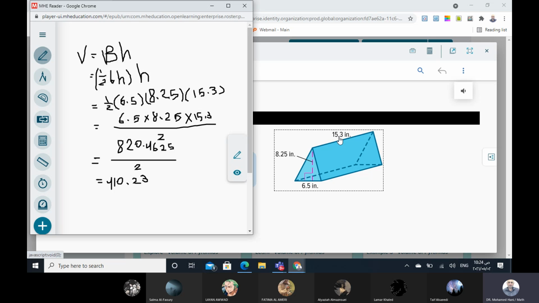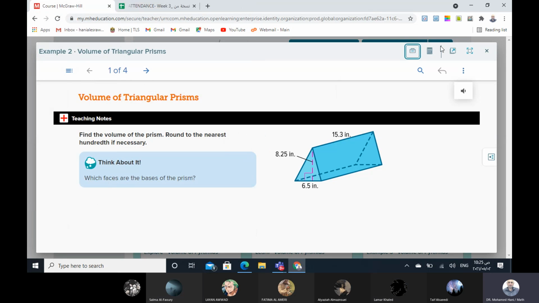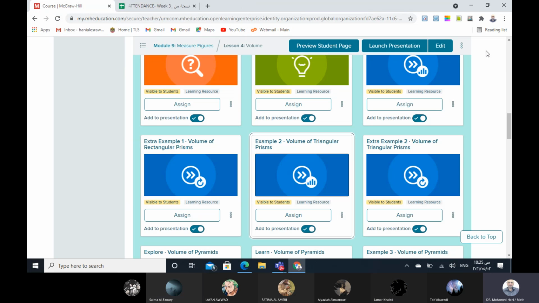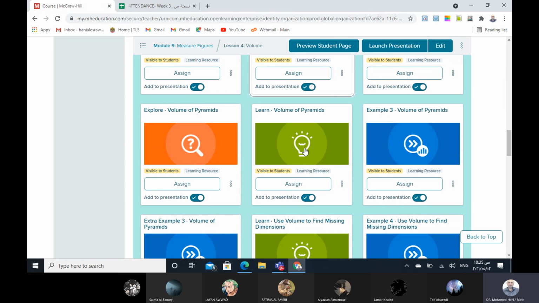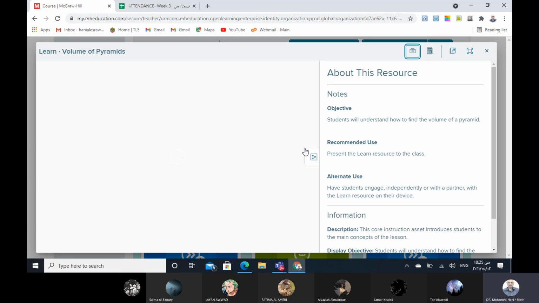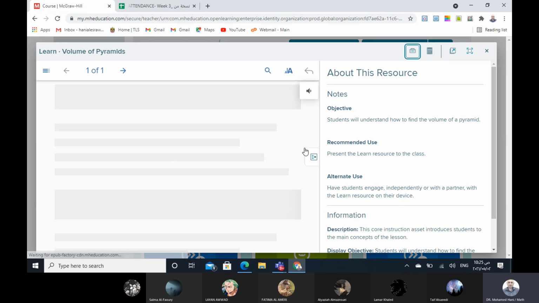And the unit we have here, inch times inch times inch, inch exponent 3. So I can read it inch cubic. Now, who has any question here? No questions. Okay. Now, this is for the prism. What about the pyramid?